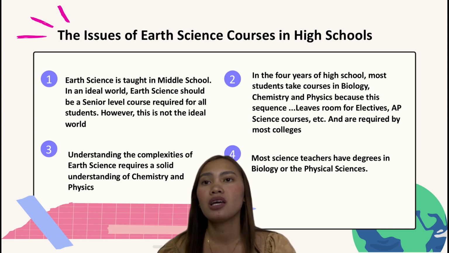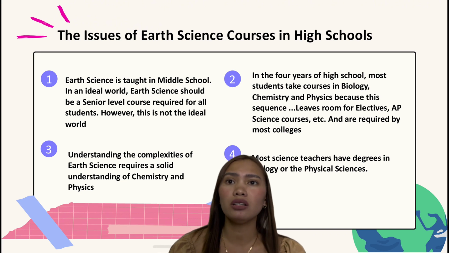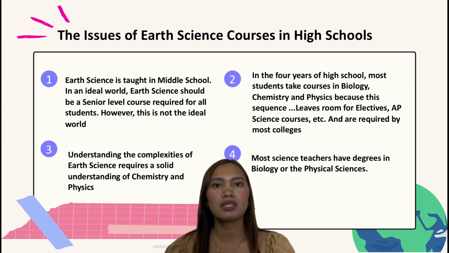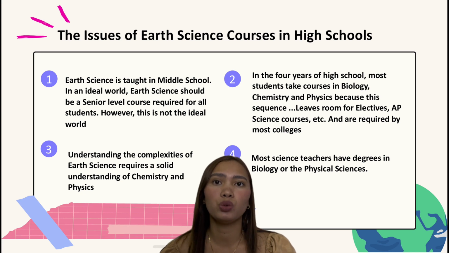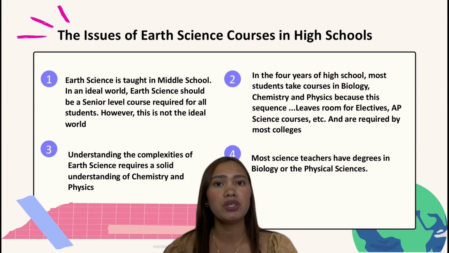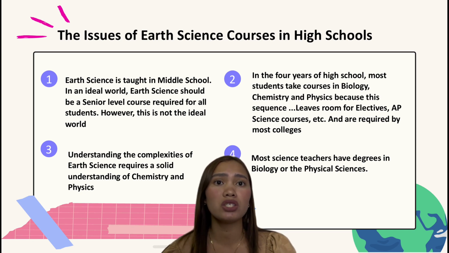First on the list is earth science is taught in middle school. In an ideal world, earth science should be a senior level course required for all students, however, this is not the ideal world. Second, in the 4 years of high school, most students take courses in biology, chemistry, and physics because this sequence leaves room for electives, AP Science courses, and etc. And these are also required by most colleges.